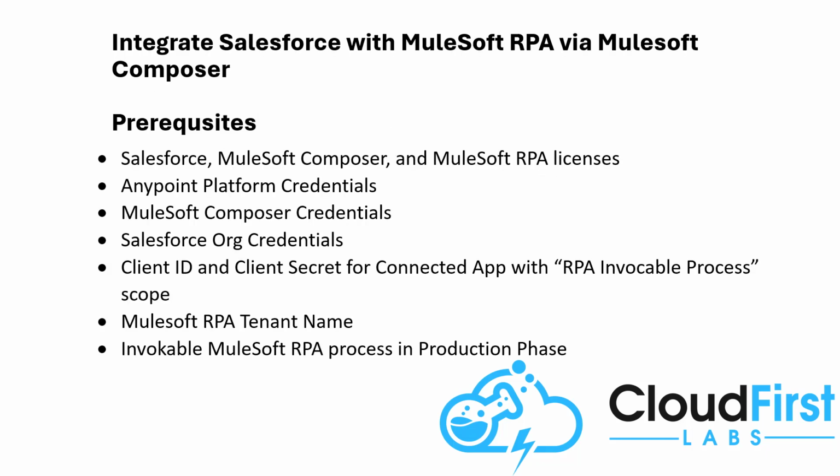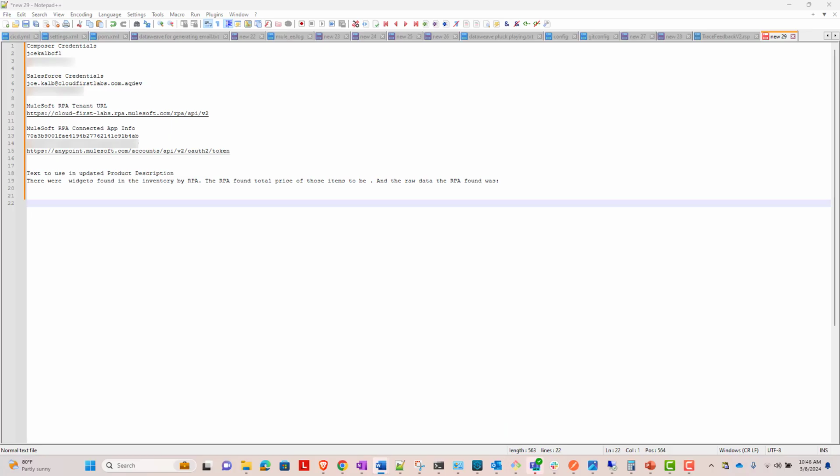To start out, you're going to have some prerequisites that you need. They're displayed here on the screen. If you need help figuring out how to get some of these different things, you can check out some of our previous videos, which show how to move an RPA process into the production phase, how to set up a connected app for that, and how to call it as an API. Those credentials are going to be important for this. We're going to configure those into Composer here.